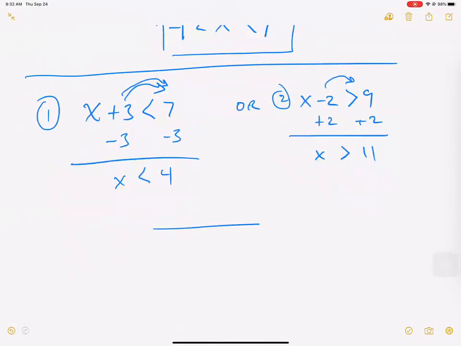Okay, now we can try drawing this. Our numbers are 4, and numbers are 11. If you want, you can draw 0 over here.